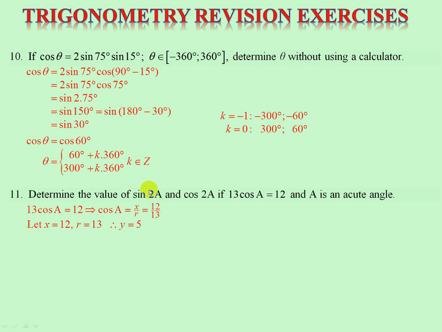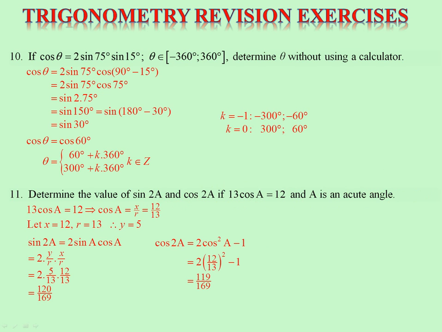Now I'm going to find sine of 2A. So sine of 2A expands by the double angle formula. Slot in your values of x, y, r. There we are. Cos 2A. Now, I already know cos of A is that, so let's not waste other time. Why don't we write cos 2A in terms of cos of A? 2 cos squared A minus 1. Because now we can just substitute 12 thirteenths in, and that gives us our answer.